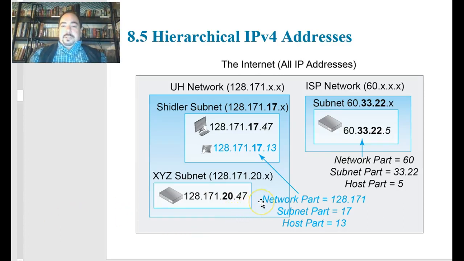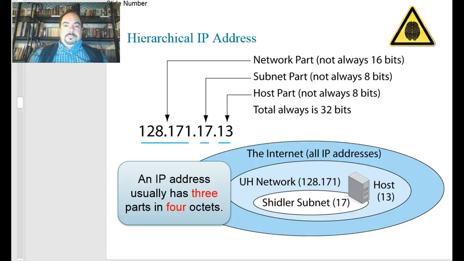There's an example in the book, but keep in mind this is just an example. For example, in the University of Hawaii network, 128.171 is the network part of their address. The subnet part is the 3rd octet, and the host part is the 4th octet. It's just an example. You have no way of knowing which part is which on an IP address just by looking at it, and this is troublesome.